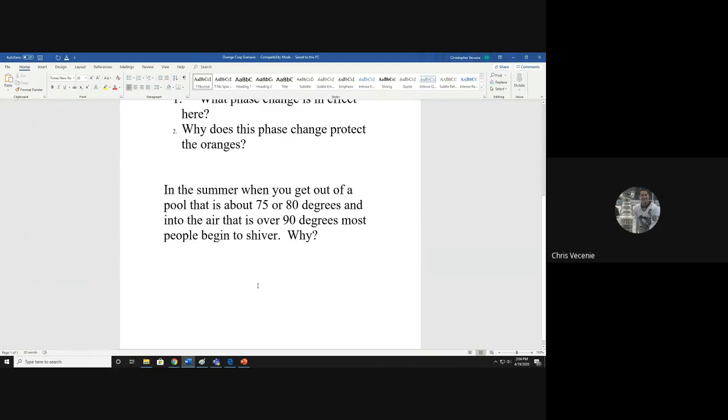Scenario number 2 is the one you see here. In the summer, you swim around in a pool that's 75, 80 degrees. You get out on a hot summer day and the air outside you is north of 90 degrees a lot of times. But a lot of people will begin to shiver, and a lot of people will get goosebumps when this happens. Those are both signs that are saying you're cold, that your body is cold. But why would my body be cold if I'm going from a colder situation to a warmer situation? I should feel warmth instead of cold, right? So again, I want you to tell me, what phase change do you think is in effect, and how do you think this creates the outcome?